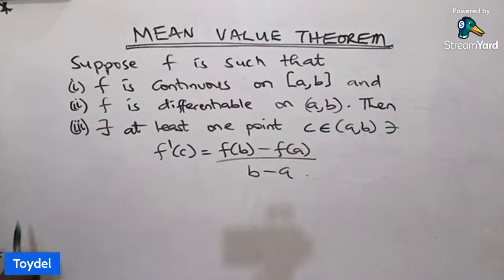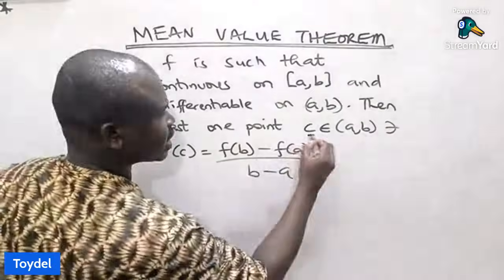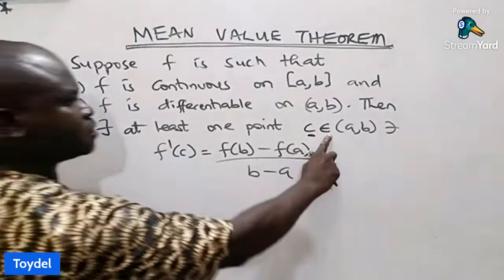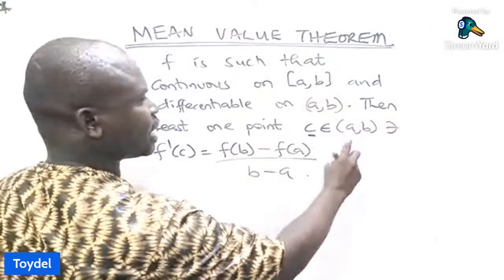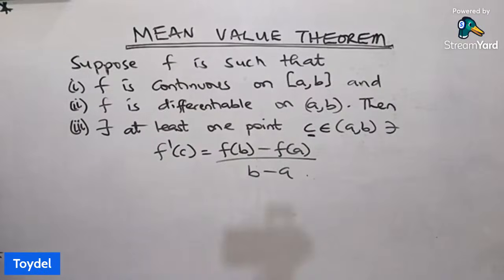Then there exists at least one point c that belongs to the open interval (a, b), such that f prime of c is equal to f of b minus f of a all over b minus a. That is the mean value theorem. And of course, the mean value theorem is an extension of Rolle's theorem. So I want to believe that we are familiar with Rolle's theorem.